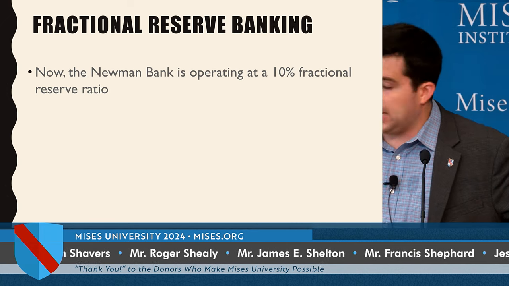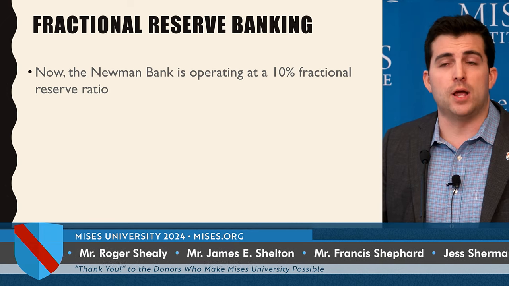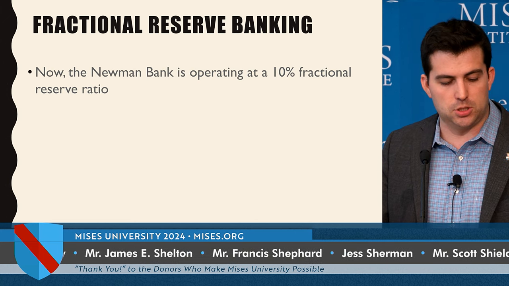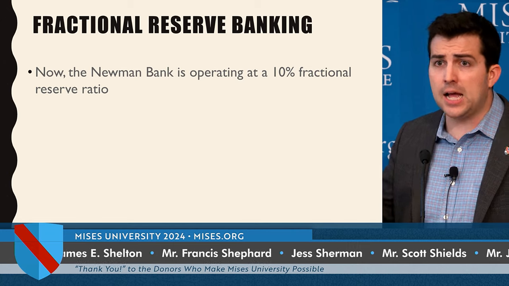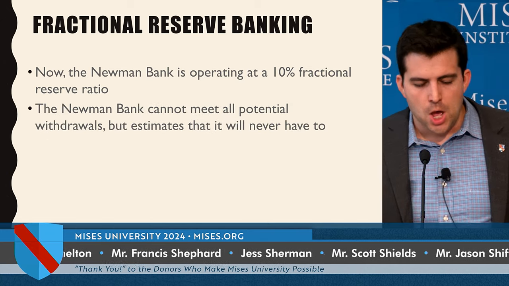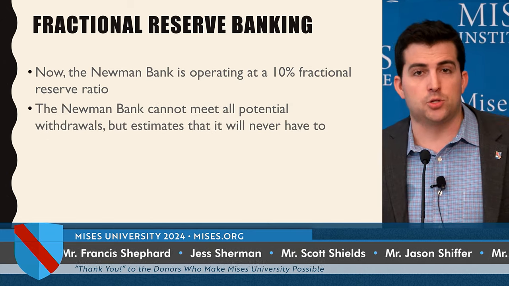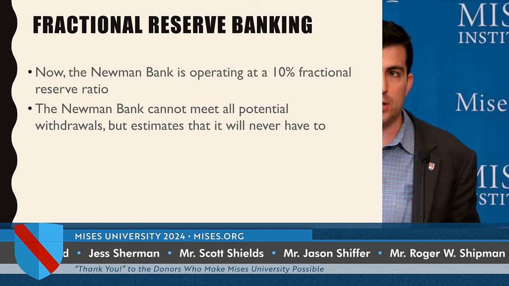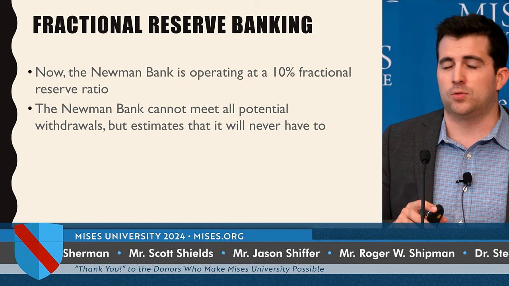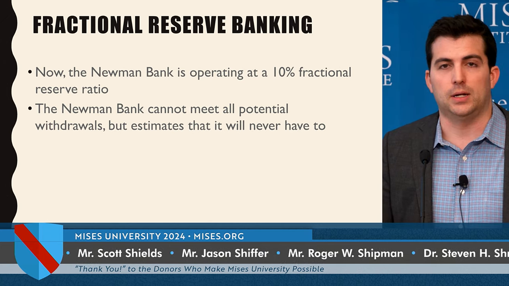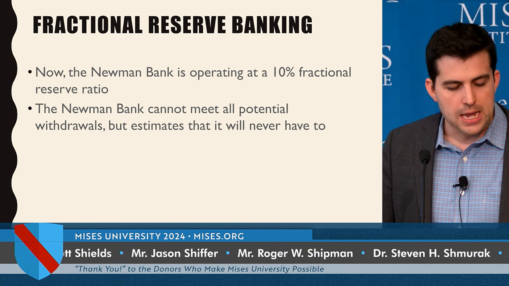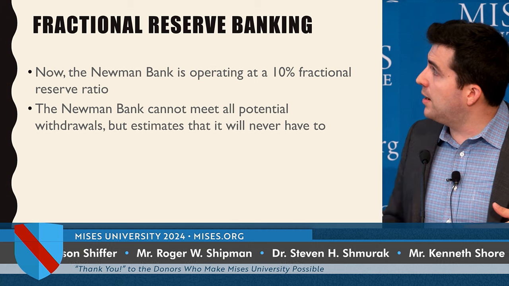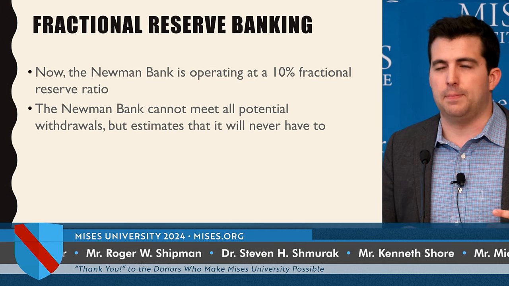Newman Bank is operating at a 10% fractional reserve ratio, right? $10,000 in reserves, $100,000 in money substitutes. And because we're operating at a fractional reserve ratio, the Newman Bank cannot meet all potential claims or potential withdrawals, right? If Tate wants to redeem $5,000, I can do it. If Tate and Matt want to redeem $15,000, I can't do it. I only have $10,000 in gold coins, right? So the Newman Bank, however, estimates that it will never have to actually pay out all those claims.